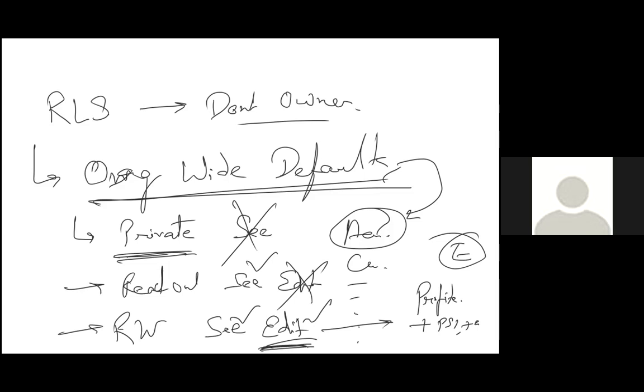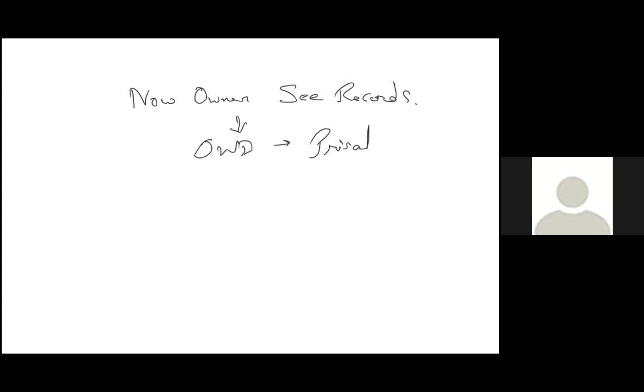So today we will discuss only these two scenarios. When OWD is set to private or read only, how to bypass this? That means how can a non-owner see records or edit records when the OWD is restricted? Let's consider the private situation. Read only also works the same, but anyway, let's think about the private situation. So OWD is set to private, non-owners cannot see their records.